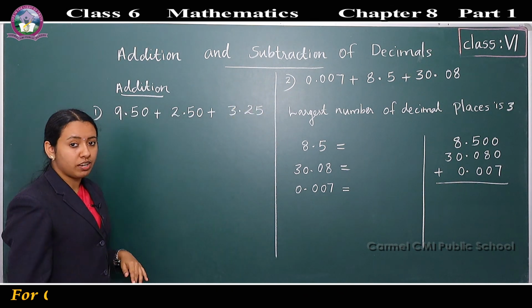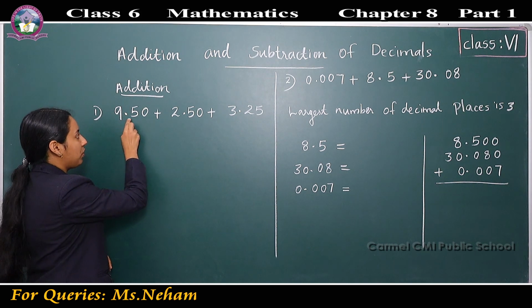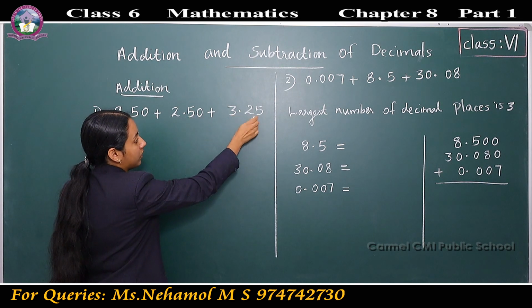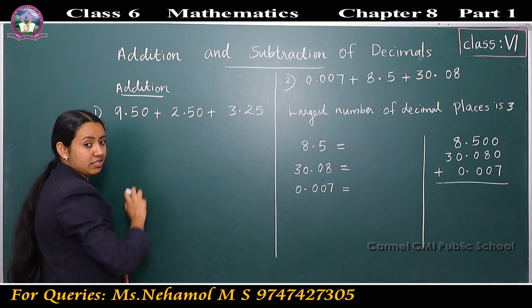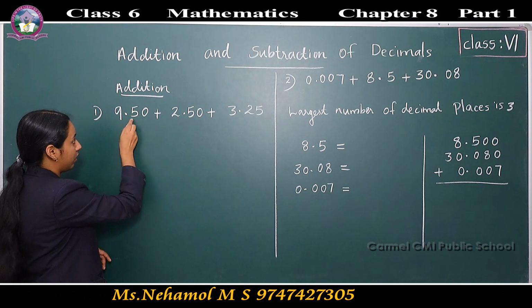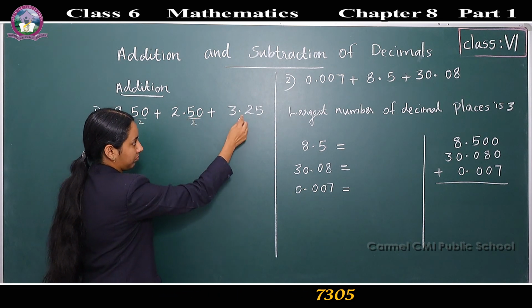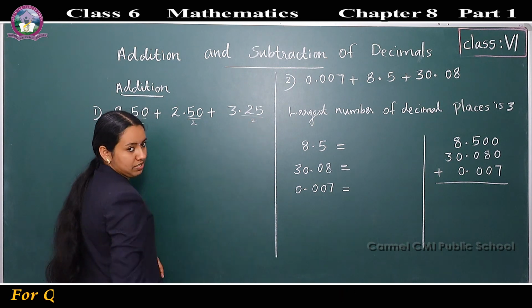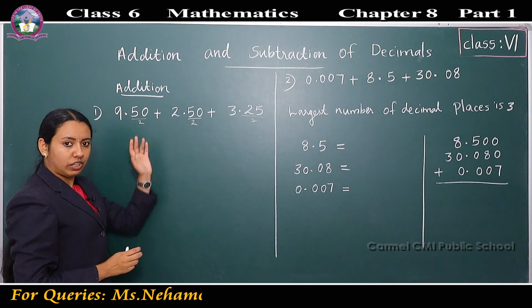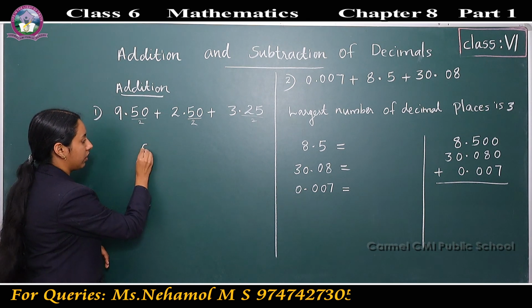Next one, addition and subtraction of decimals. First one, addition. Consider the example: 9.50 plus 2.50 plus 3.25. We have to add these three decimals. The first number, how many decimal places are there? 1, 2. The second number also 1, 2. Here also 2 decimal places are there. Since the number of decimal places is 2 in all cases, we can directly add the numbers just as whole numbers.